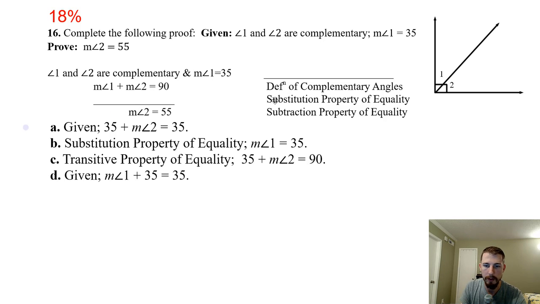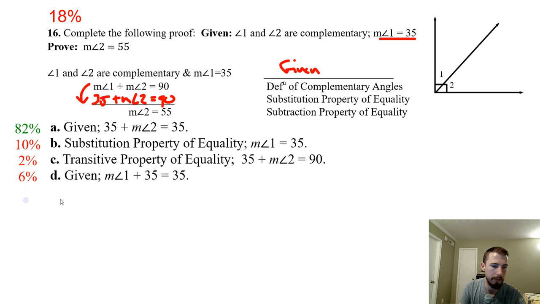After that, we're going to use the substitution property of equality. So we want to substitute in the value for angle 1, which is 35. So this part here would state that 35 plus the measurement of angle 2 is equal to 90. Because what we did is we substituted in the measurement of angle 1, which they told us was given, was 35. So the first part was given, and the second justification that we have to fill in is 35 plus the measurement of angle 2 is equal to 90. All right, so our answer is going to be A as in alpha.